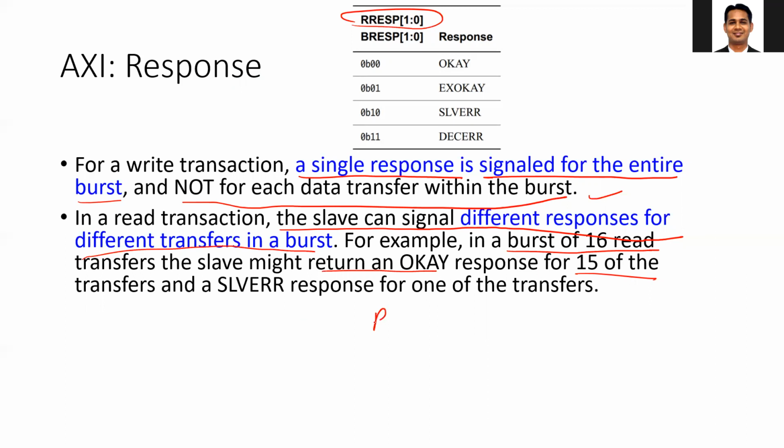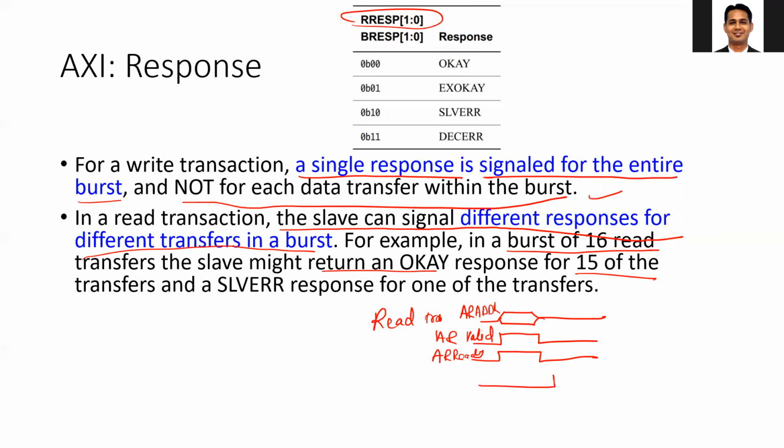Because you can see that in case of the read transaction, suppose this is the AR address, then you have the valid, that is the AR valid, and this is the AR ready. So this is the read transaction, and then what happens? The slave will send the data. Let me write it properly. Say the burst length is 2 only, so the slave will send the data.